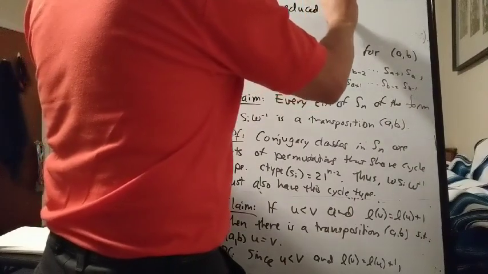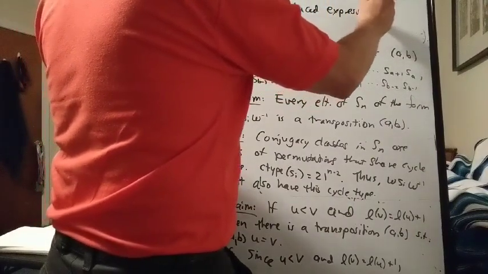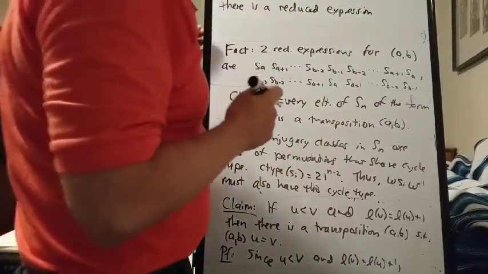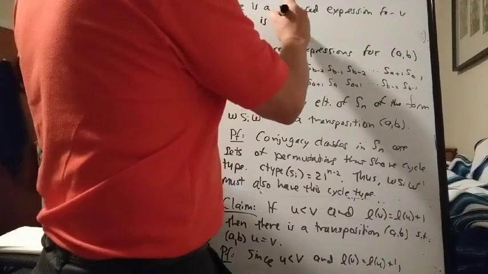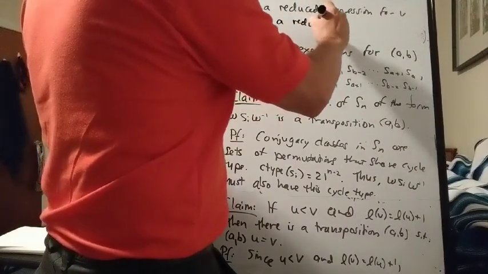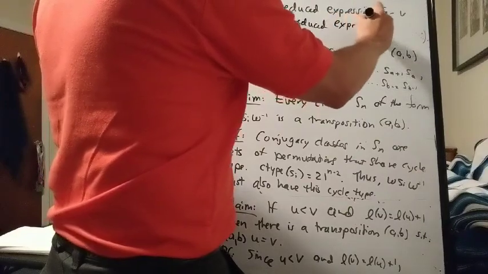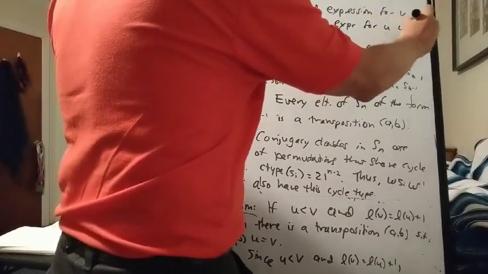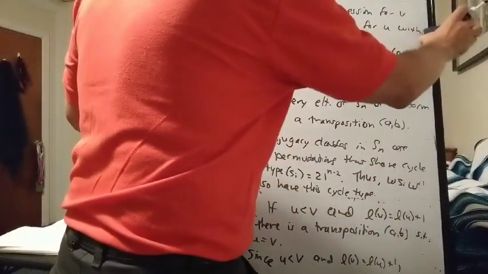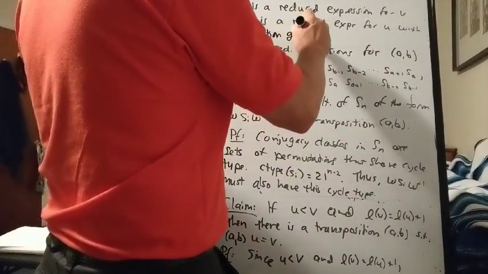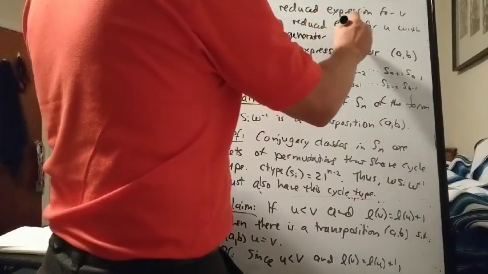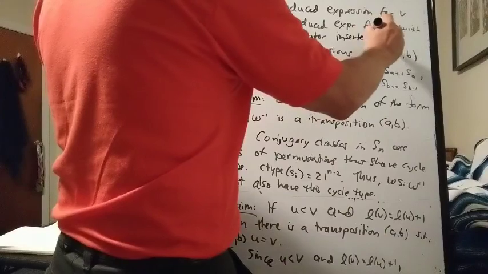So there is a reduced expression for V which is, I'll say, a reduced expression for U with one additional generator inserted somewhere.